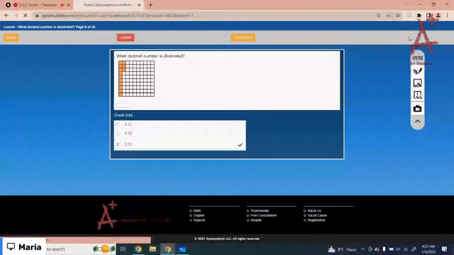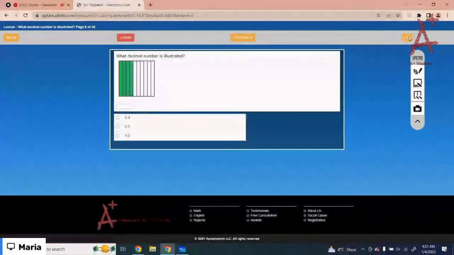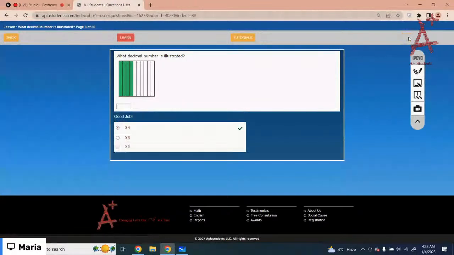The next one is what decimal is illustrated. So which is the correct option? Out of 10, 4 are colored. So it would be 4 over 10, and 4 over 10 equals 0.4. Got it? So just select the correct option and click on the OK button.